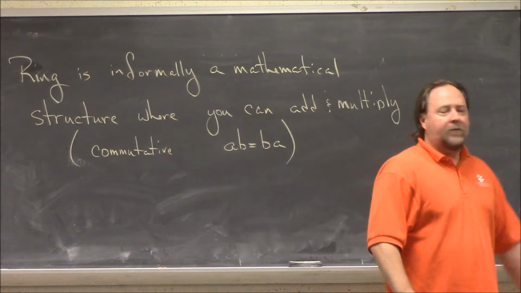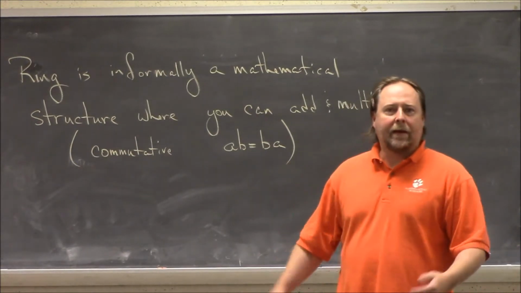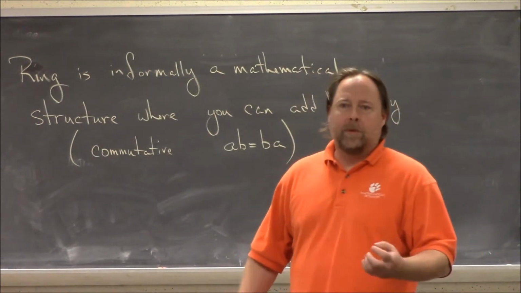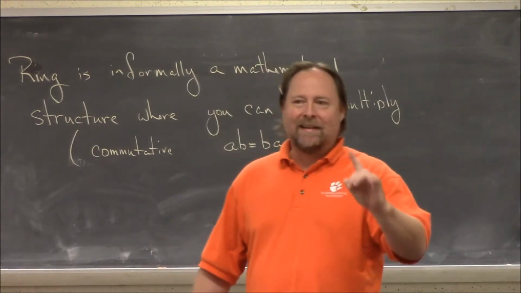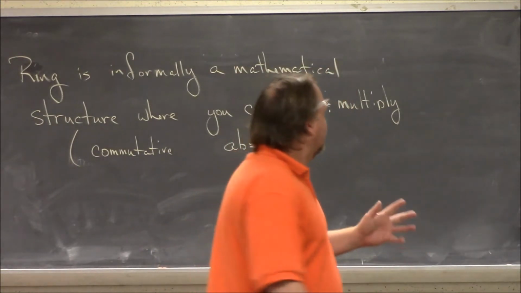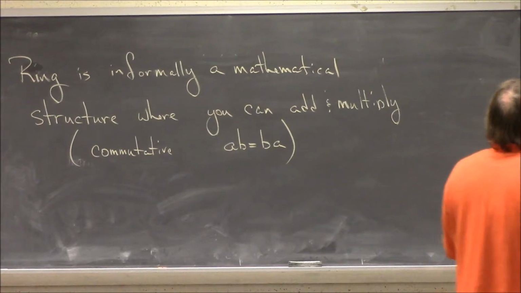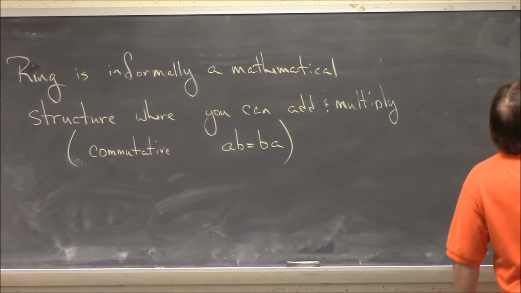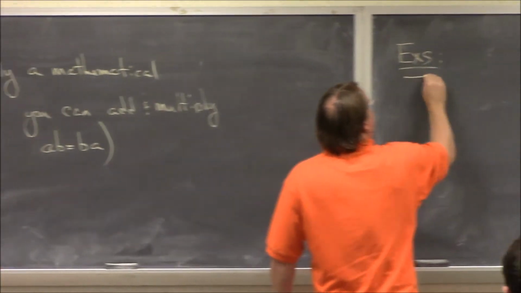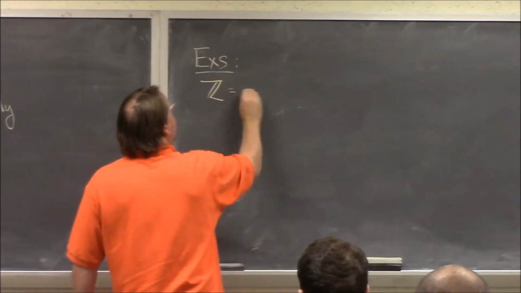Now, I've got this thing I call a ring. The multiplication will be commutative. I will always assume it's got an identity, it's got a 1 in it. A good type of example to think about is the ordinary integers.